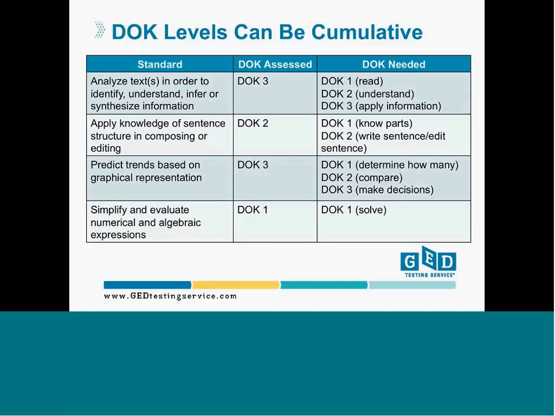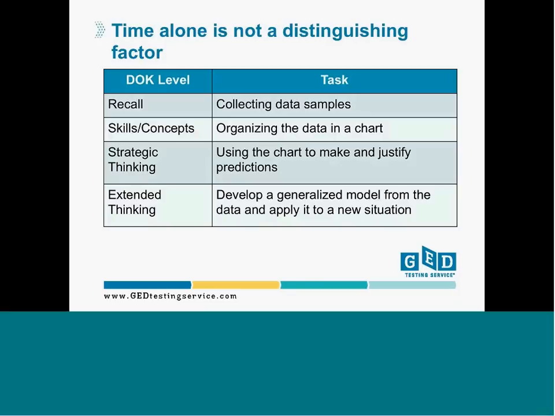Each of those items, that type of work, requires really 3 different things that you're doing. You're determining how many, you're comparing, you're making decisions. Rarely is it that we just have to do one thing, that basic recall, but usually we're pulling all of that information together as we're working through this. So let's take a look at our next slide and talk a little bit about time.